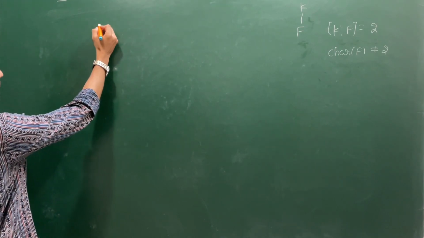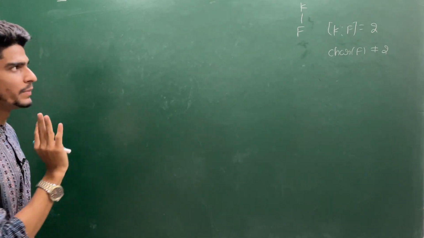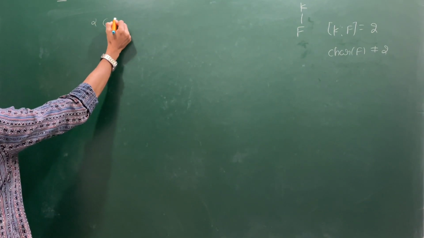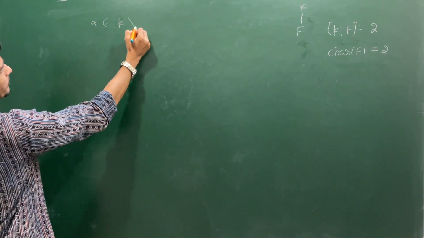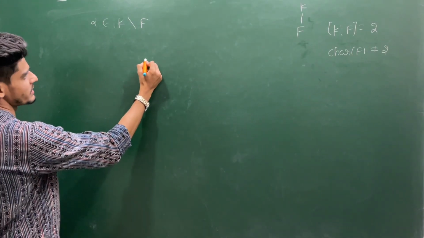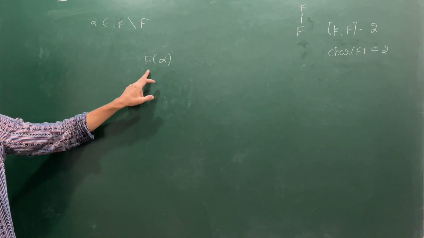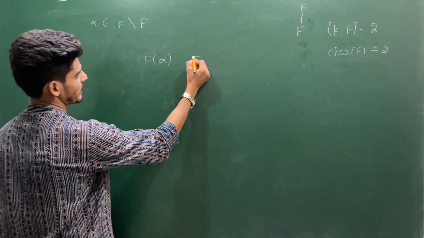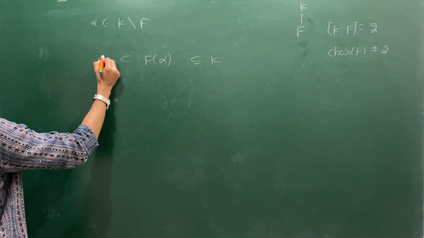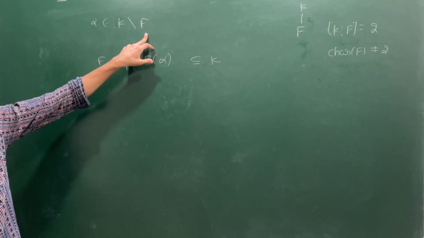Suppose if this is a 2 degree extension, so its basis must contain 2 elements. So I am choosing an element, say alpha, from K minus F. So this alpha is not in F. I can have this extension, say F(alpha), the field generated by F and alpha, and this is the smallest field. So I can say this F(alpha) is contained in K and this contains F properly. This contains properly since alpha is not inside F.